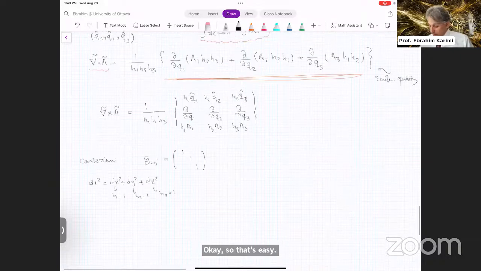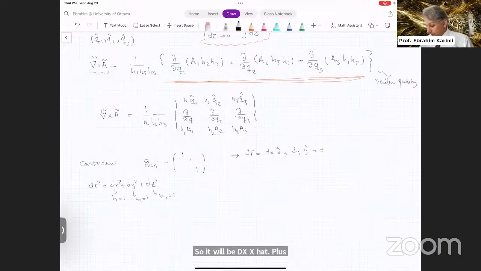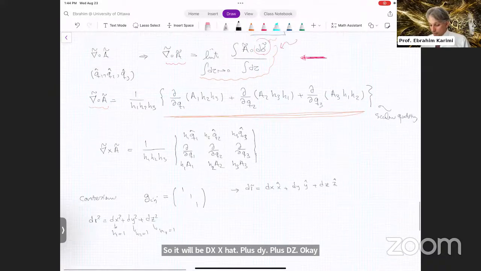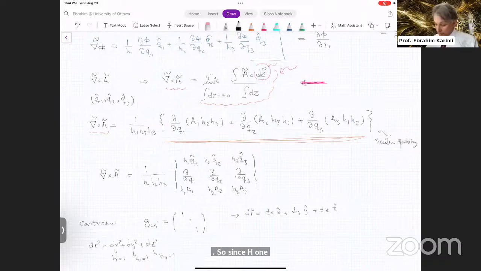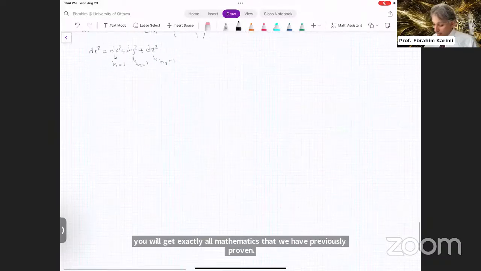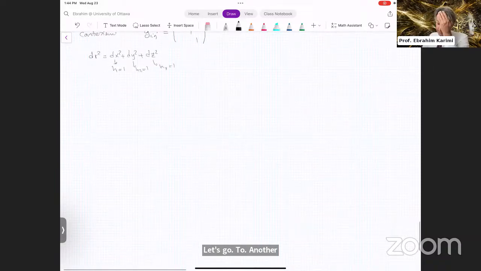And from here, I can calculate dr. dr again is given by, if you recall, h1 dq1, so it will be dx x hat plus dy y hat plus dz z hat. Look at the divergence, you can look at the gradient. Since h1, h2, and h3 are equal to 1, you will get exactly all the mathematics that we have previously proven.